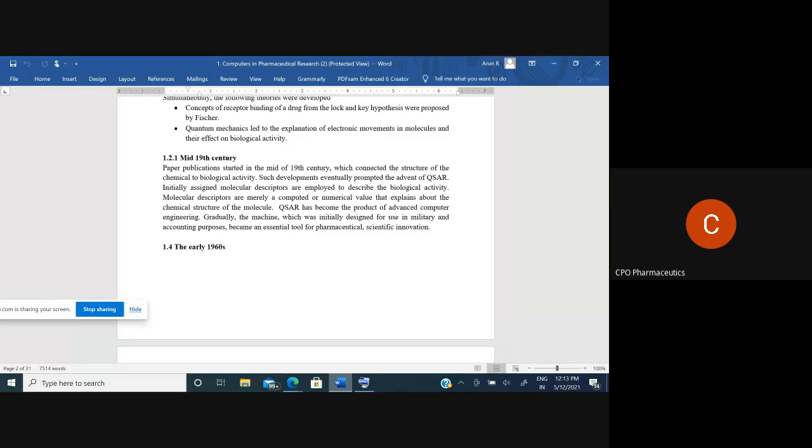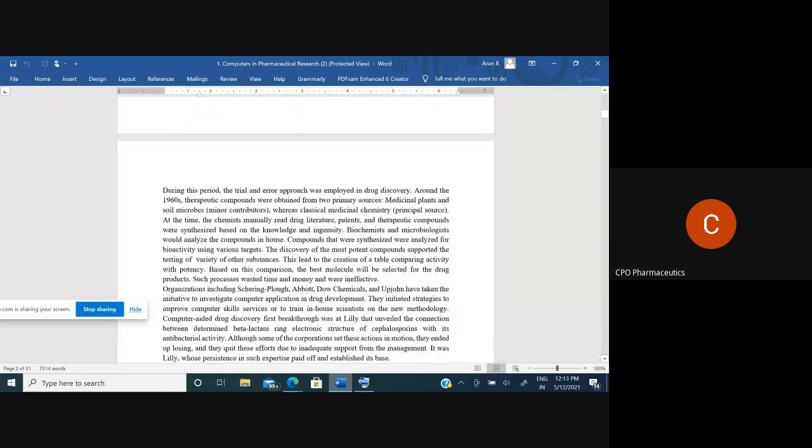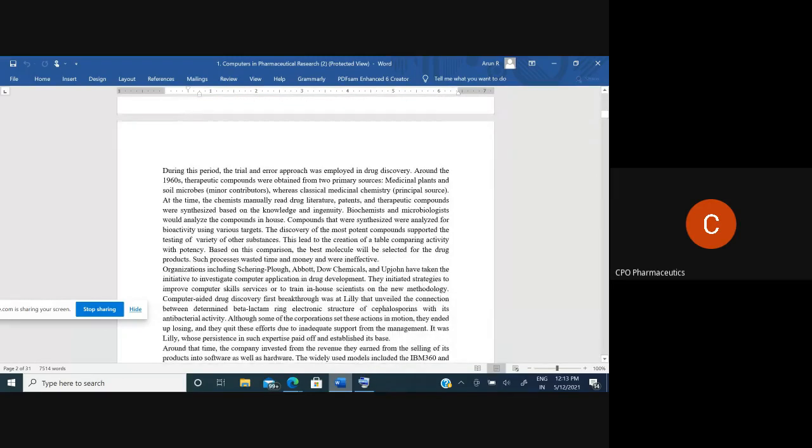Now, 1960s. What happens in the 1960s? Companies started working in this area. The first company who initiated the research, I think, is Eli Lilly. Eli Lilly is the first industry that initiated the research.